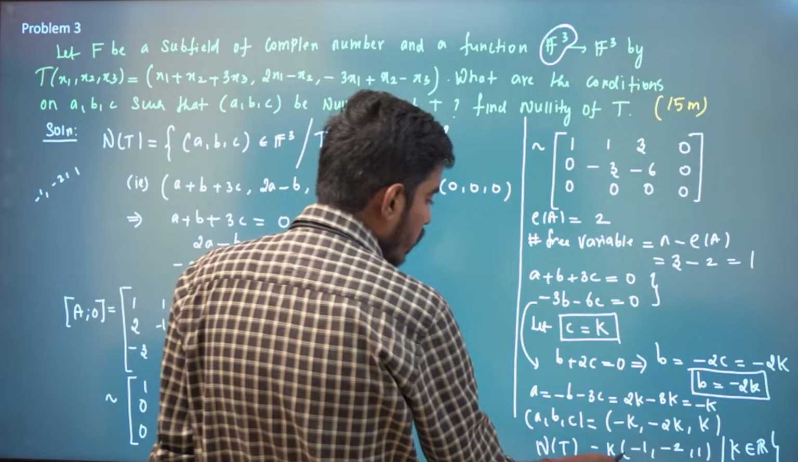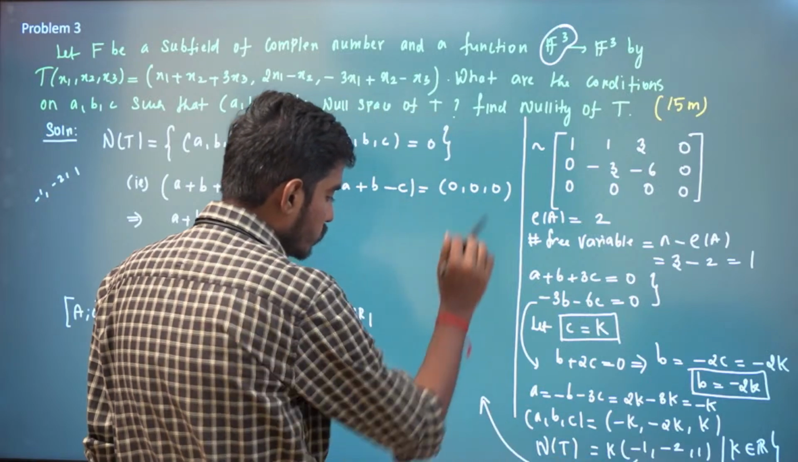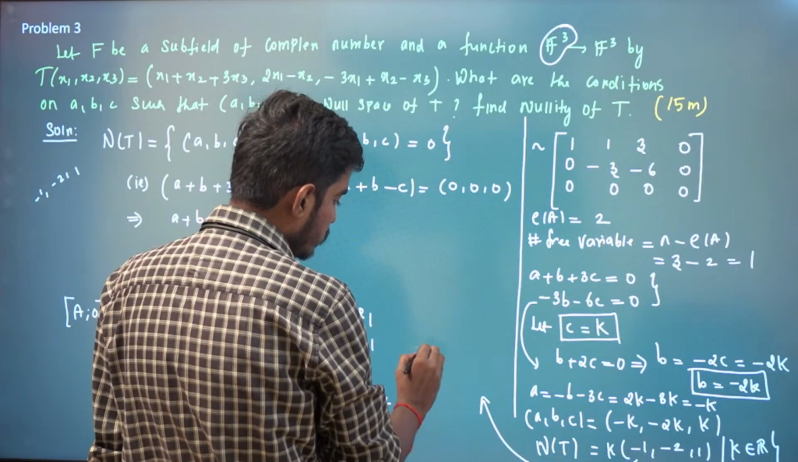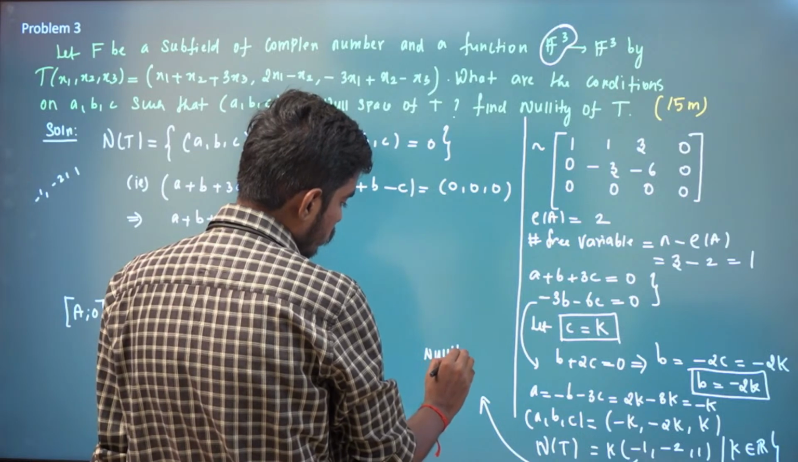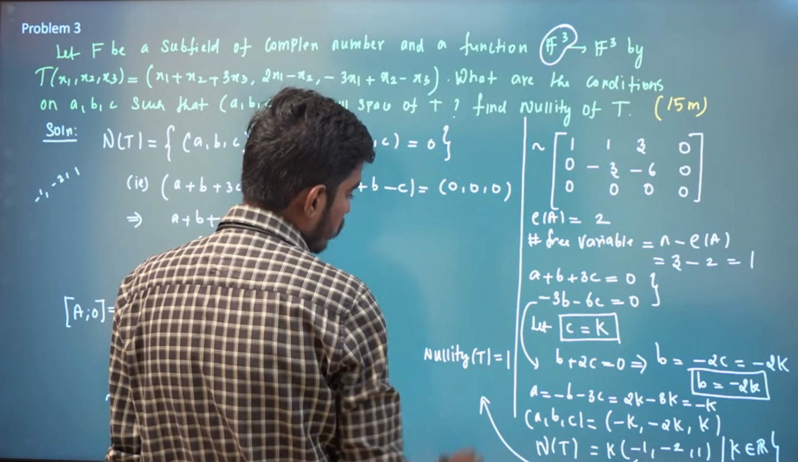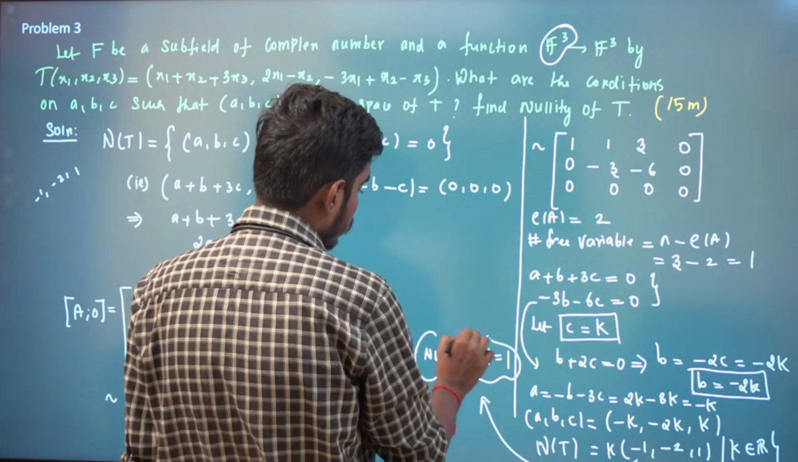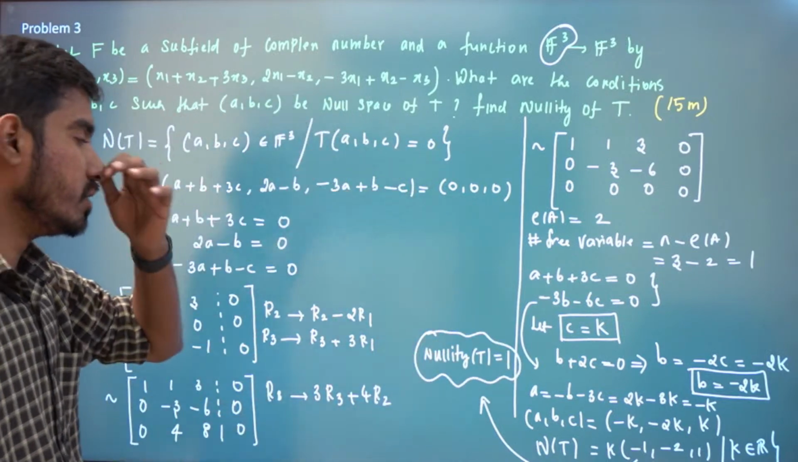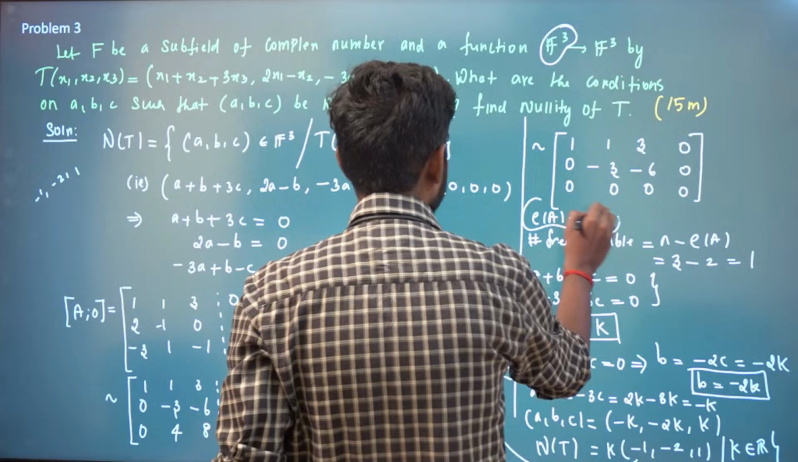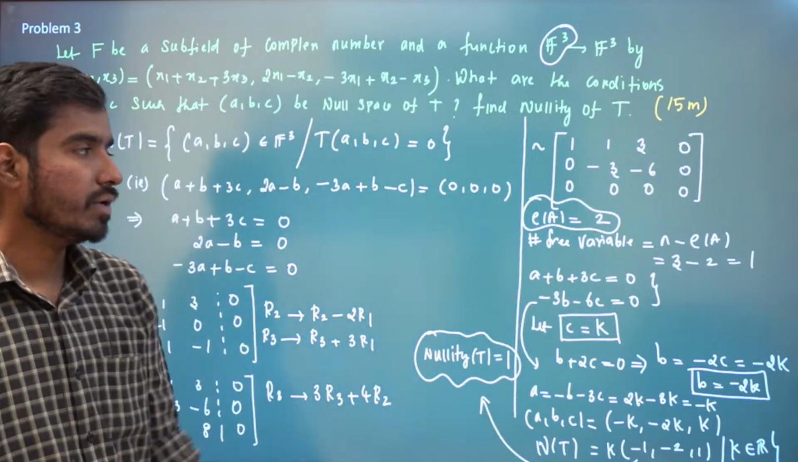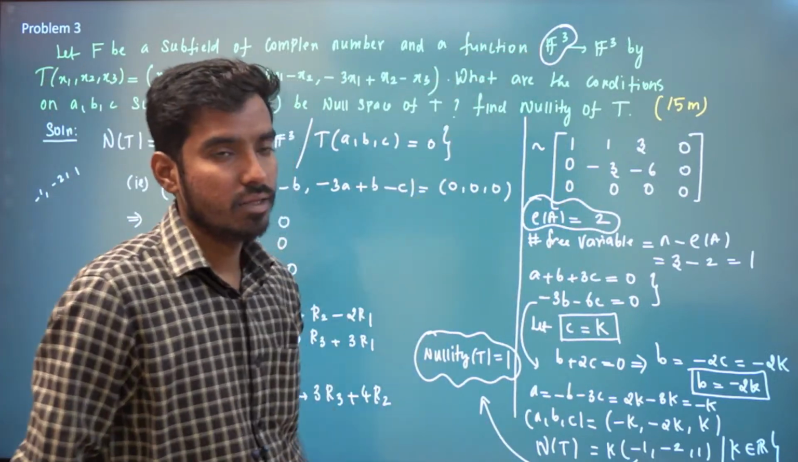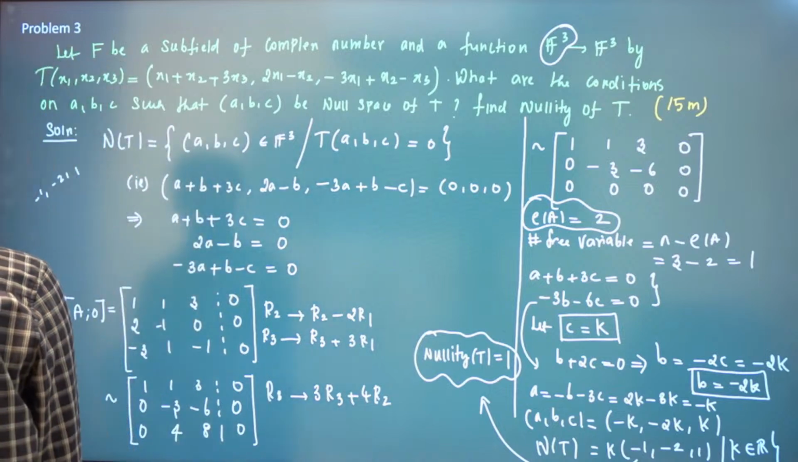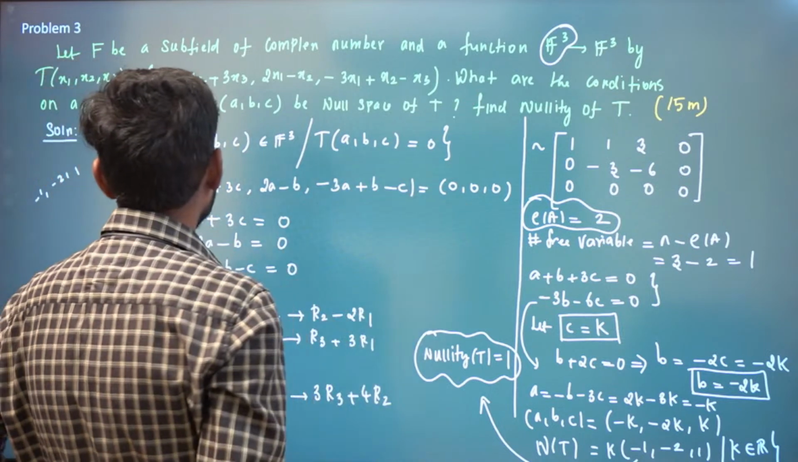So this consists of only one linearly independent vector. So that means the dimension of the null space, the nullity of T, is 2. Sorry, 1. Nullity of T is 1. From here also you can say rank is 2. Rank is 2, that means nullity has to be equal to 1 because rank plus nullity is equal to 3. So nullity of T is 1.